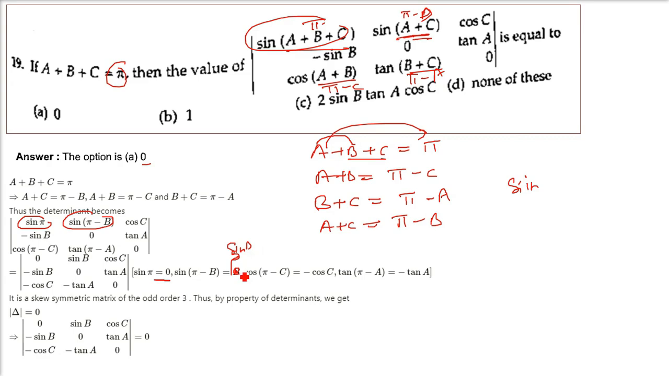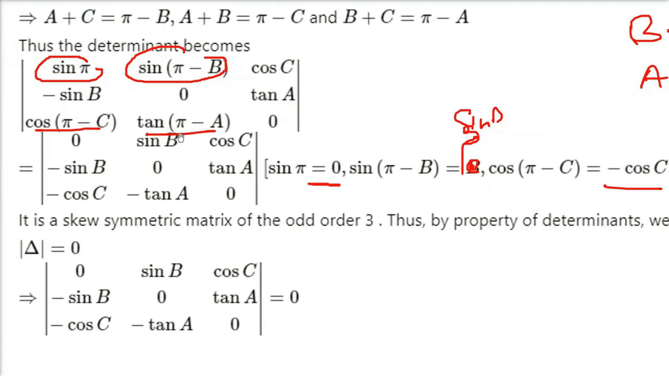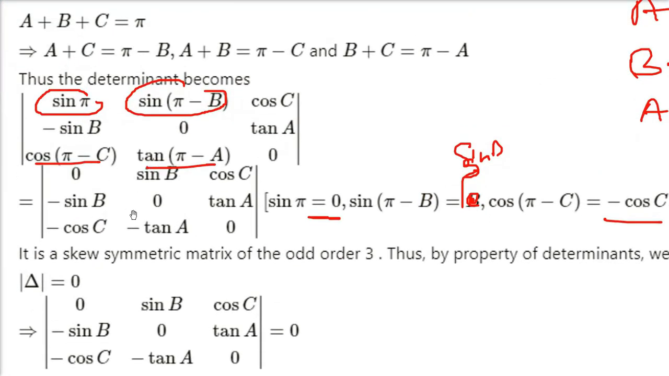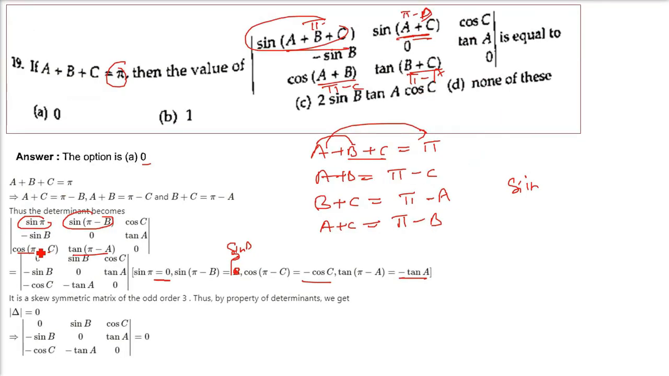Cos c we will keep like that. What about cos pi minus c? It's minus cos c. And then we have tan pi minus a, which is minus tan a, minus tan theta. So all these values have come, and 0 is on the diagonal. All the diagonal elements are 0.